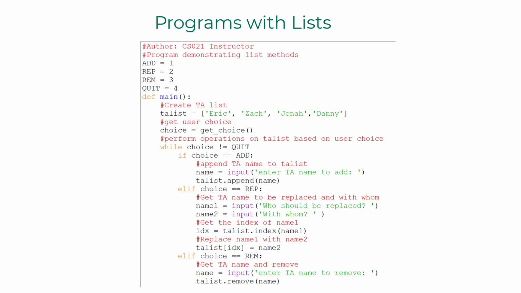Here is a menu-driven program that asks the user to pick a choice. When you pick the option to add a TA, the new TA name will be appended to the list. If you choose to replace the TA, you have to get the name of the TA to be replaced and get the index. Then assign the new TA name at that index in the list. To remove the TA name, you can use the remove method. And things might get a little complicated with TAs having the same names, but you can always find a workaround.